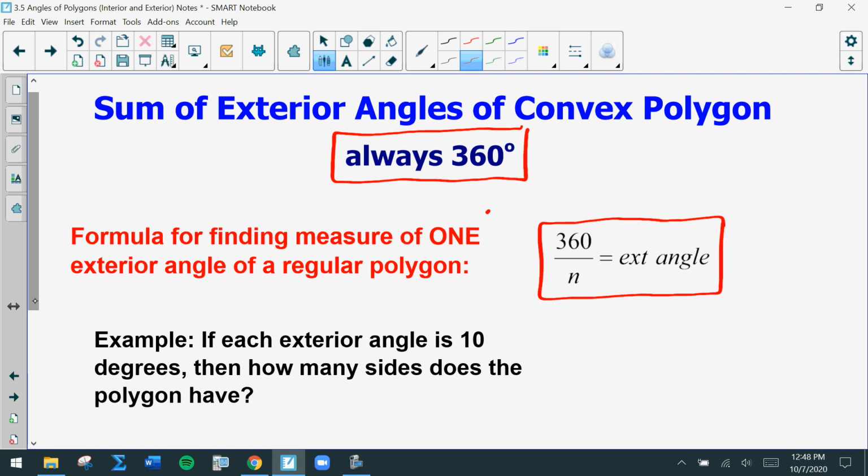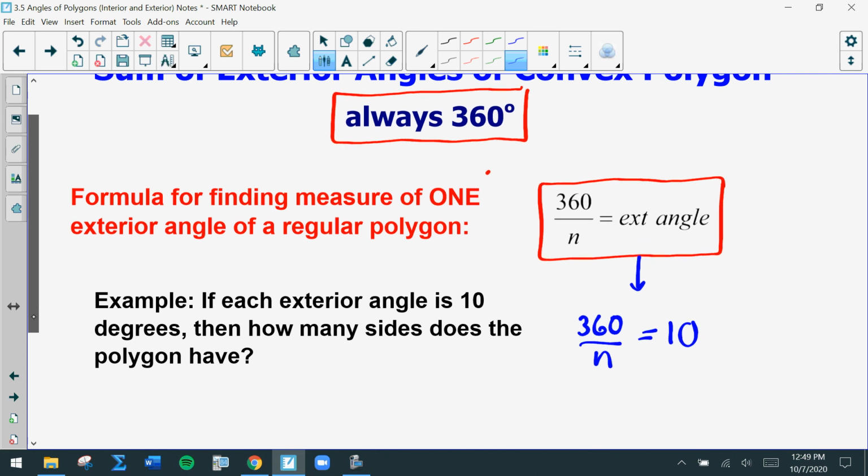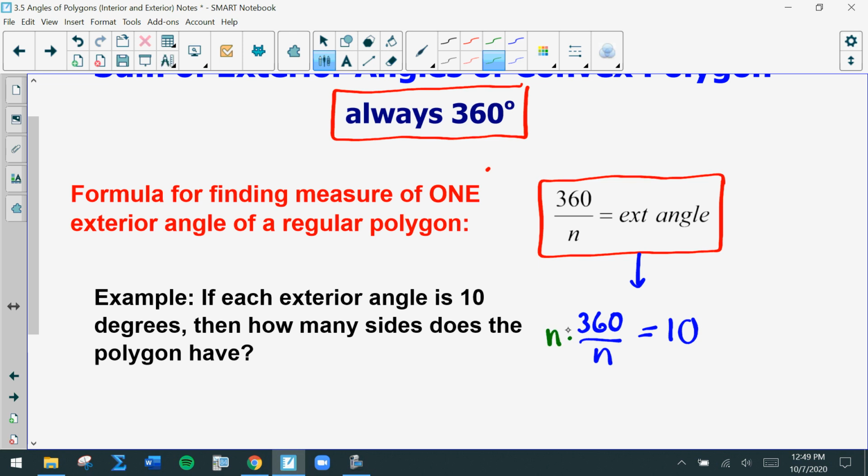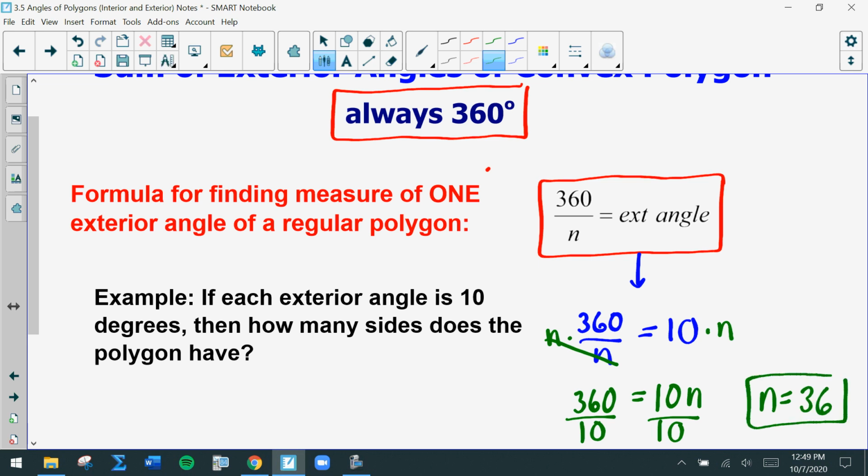So let's look at this example to finish out the notes. If each exterior angle is 10 degrees, then how many sides does the polygon have? So each exterior angle is 10 degrees. So I'm going to plug into this formula. If my exterior angle is 10 degrees, then I can solve for n. And to solve for n, I'm going to multiply both sides by n. That cancels out. And we get n equals 36. Okay.